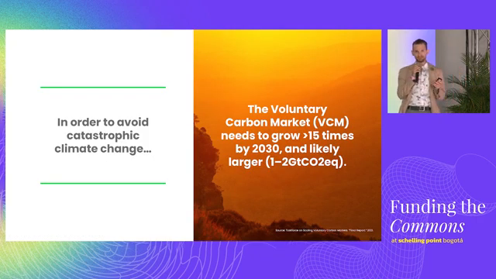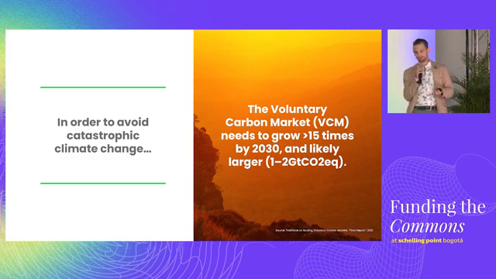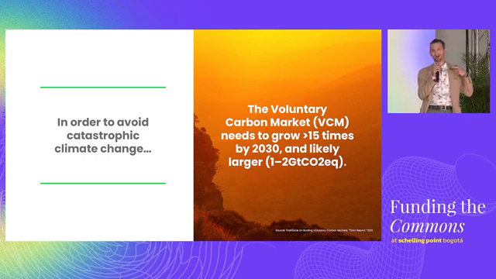To get a sense of the scale we need here, we need to increase the scale of the traditional VCM by 15 to 20x in the next 10 years or so. Right now, we've generated about 1 billion tons of carbon credits ever. We need to do that every year for the next 20 years or so to address the crisis.